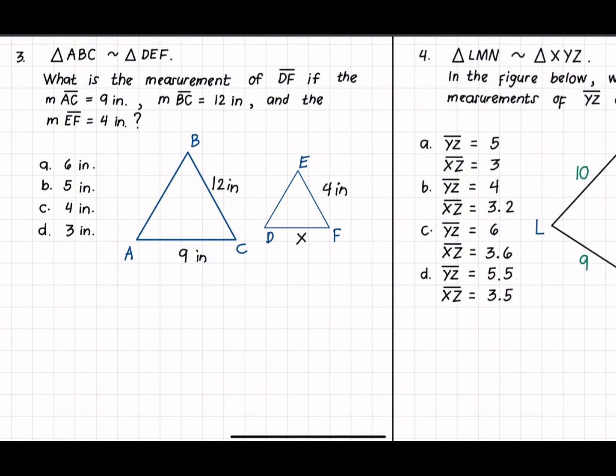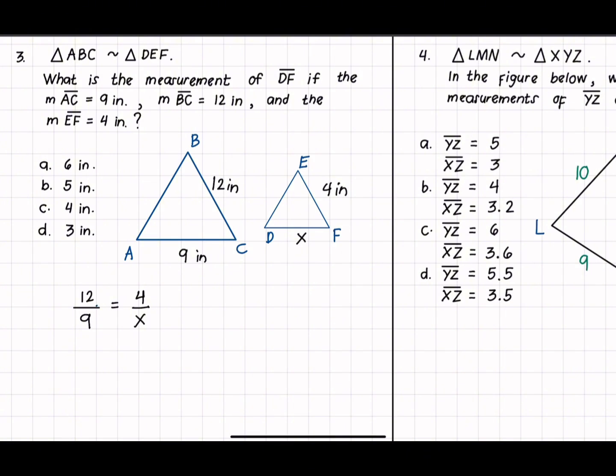Since these two triangles are similar to each other, we can create a proportion wherein we can compare BC over AC is equal to EF over DF. So we have 12 inches over 9 inches is equal to, so 12 inches, this side corresponds to side EF, which measures 4, over AC corresponds to DF, which measures X. So 4 over X. Okay?